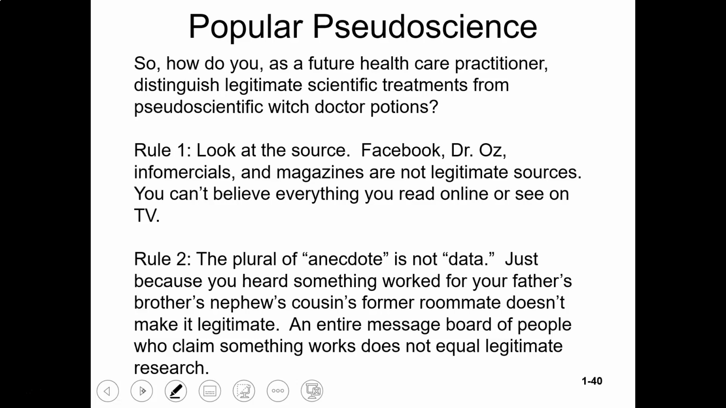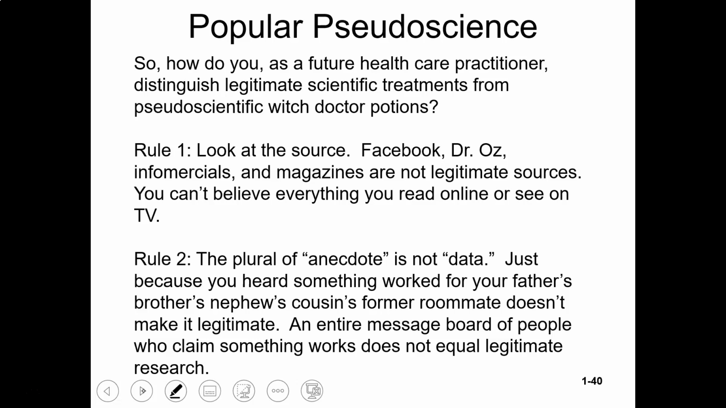Dr. Oz is a highly paid professional who gets paid to say whatever they pay him to. Raspberry ketones cause you to lose weight. What the hell is a raspberry ketone? Yeah, he doesn't know either. Infomercials? Really? You think that at 3 o'clock in the morning, some random retired journalist is going to have the cure to everything? Can't run it during the day, but it's on at 3 o'clock in the morning. Magazines aren't legitimate sources. You can't believe everything you see online.